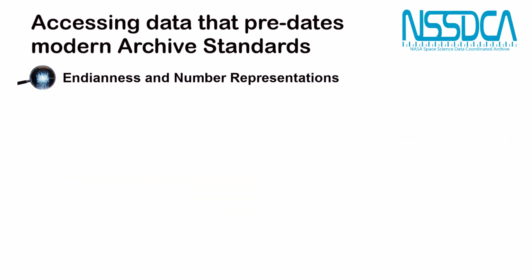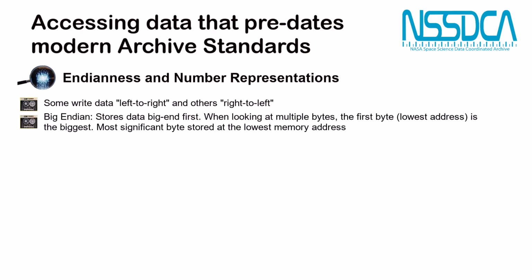Another challenge when restoring old datasets arises from endianness, which refers to the direction of reading and writing the data. Some systems write left to right, and others right to left. If the system stores the big end first, or most significant byte first, it's called big endian. The opposite is called little endian.